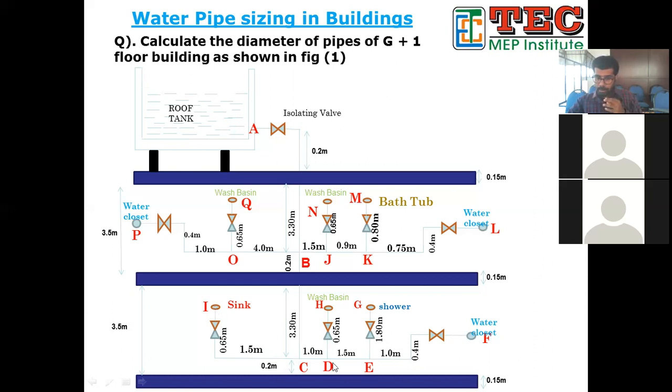But when it comes to the main pipe, you have to add the fixture units. Then you have to find the GPM. Then you have to go to the graph, or go to the Excel sheet, and get the pipe diameter. Is it clear?